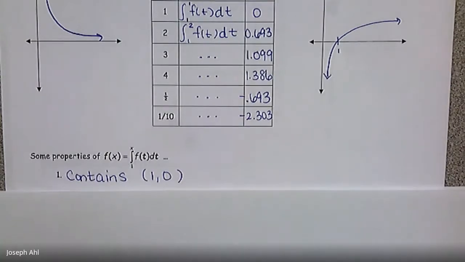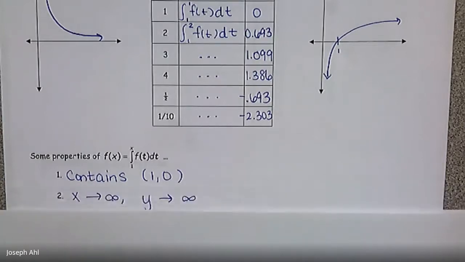So we have an x-intercept at (1, 0). Number 2, as x goes to infinity, y goes to infinity. So thinking about a little bit of end behavior, we want to start thinking about what function models this that has and contains all these properties.